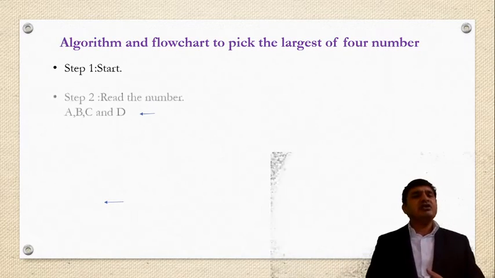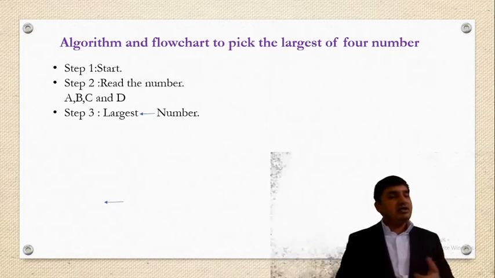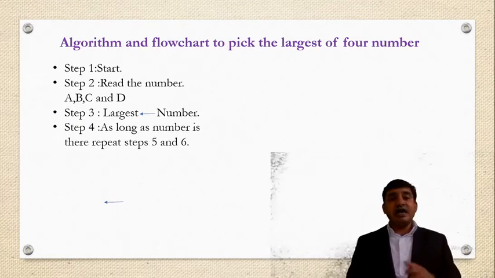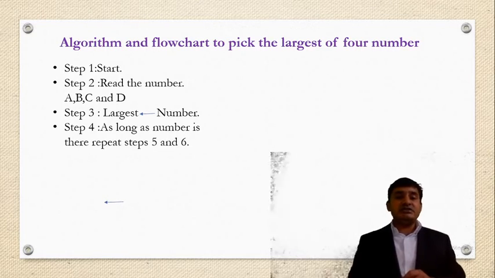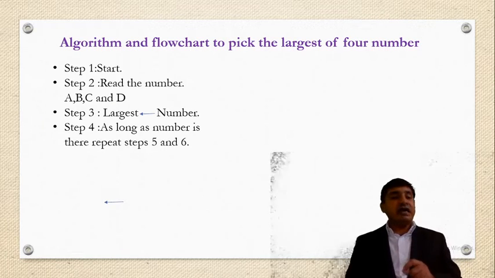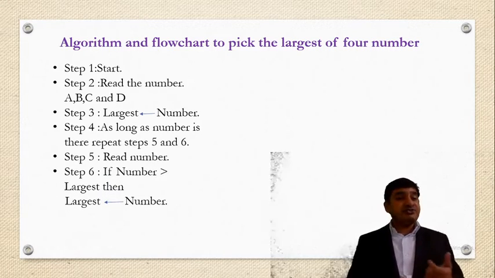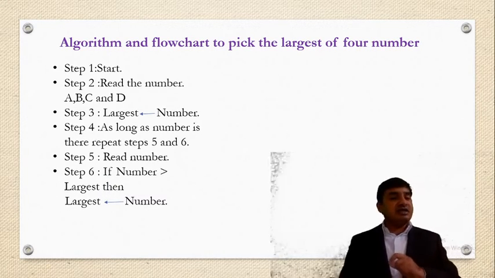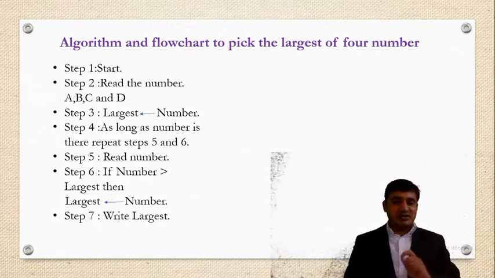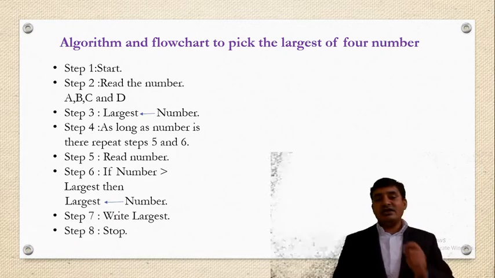Next, algorithm and flowchart to pick the largest of 4 numbers. First step is start, then read numbers A, B, C, D. Step 3, largest number. Then step 4, as long as a number is there, repeat steps 5 and 6. Then read number. Then step 6, if number is greater than largest, then largest is equal to number. And step 7, write largest number. Step 8 is stop.